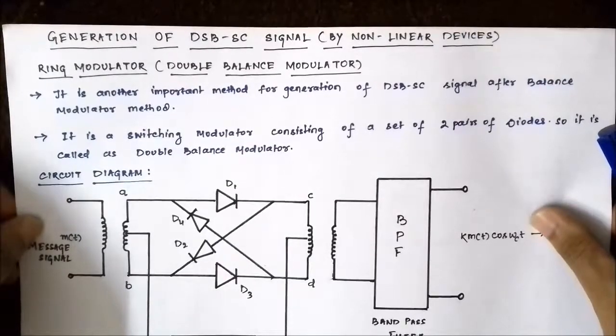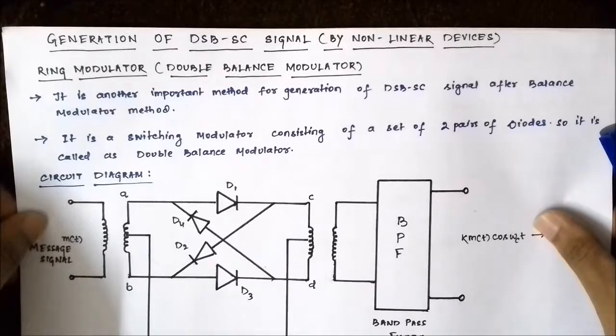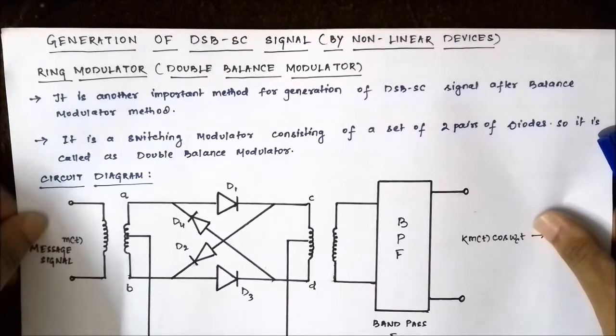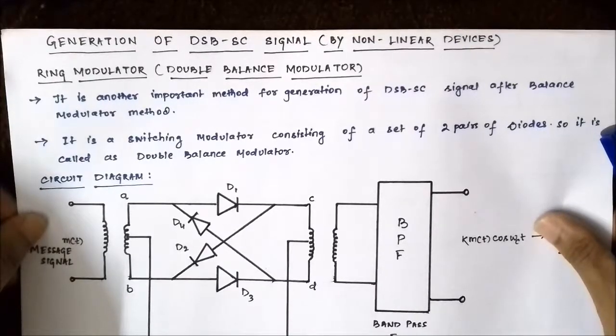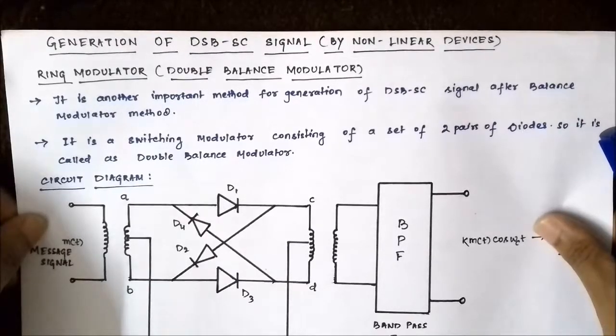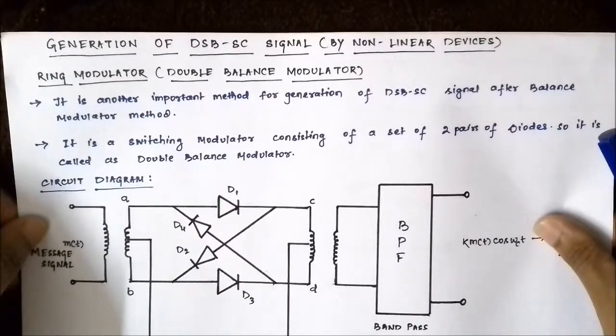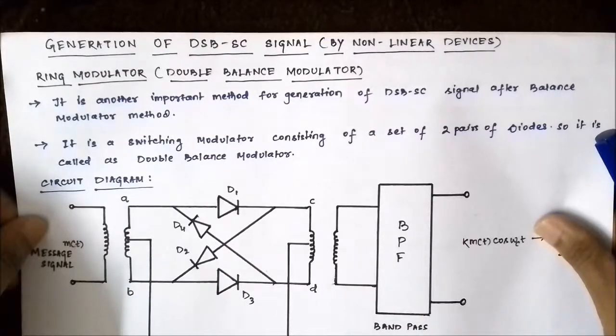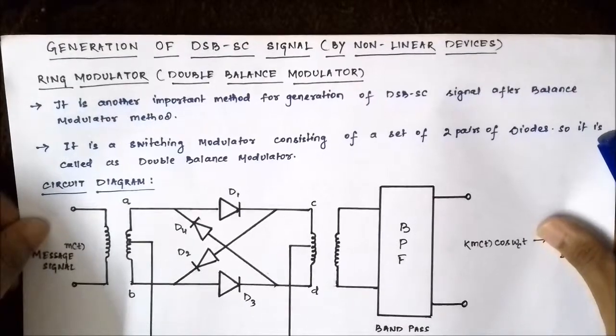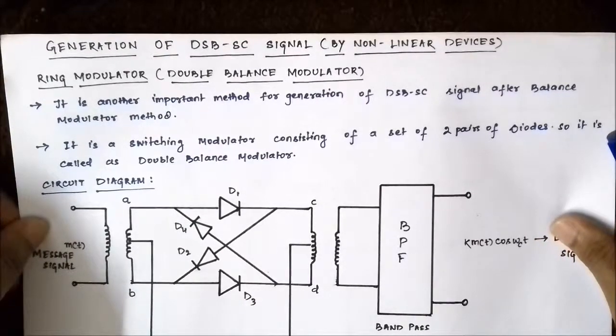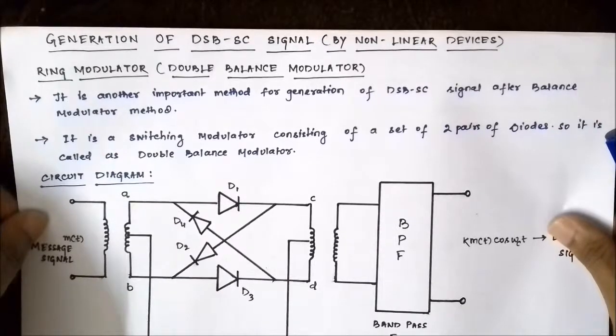In my video related to generation of double sideband suppressed carrier signal, I discussed two methods of how we can generate a double sideband suppressed carrier signal. One was the balance modulator method and the other was the ring modulator or the double balance modulator. Now in one of my videos related to amplitude modulation, I discussed the balance modulator method of generation of DSB-SC signal.